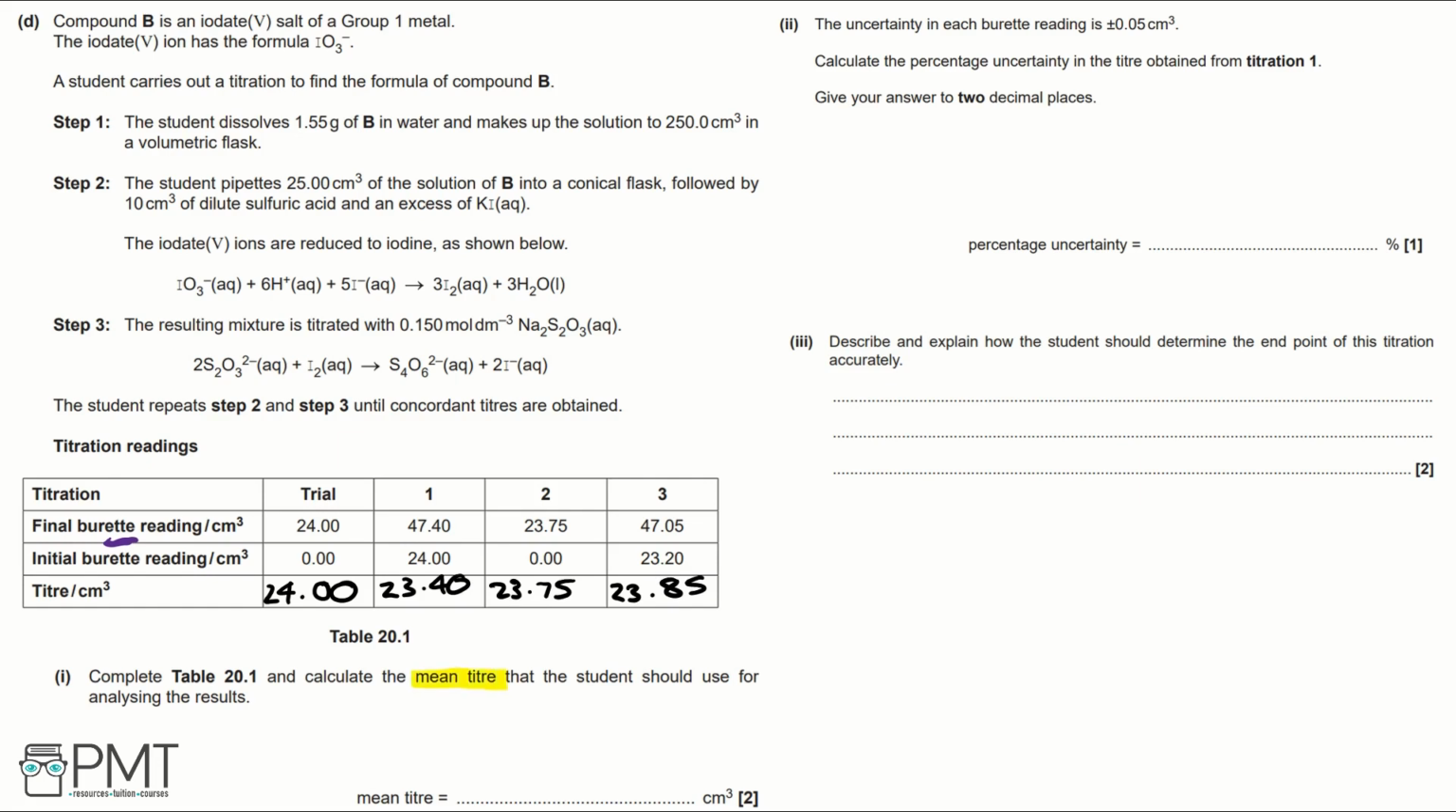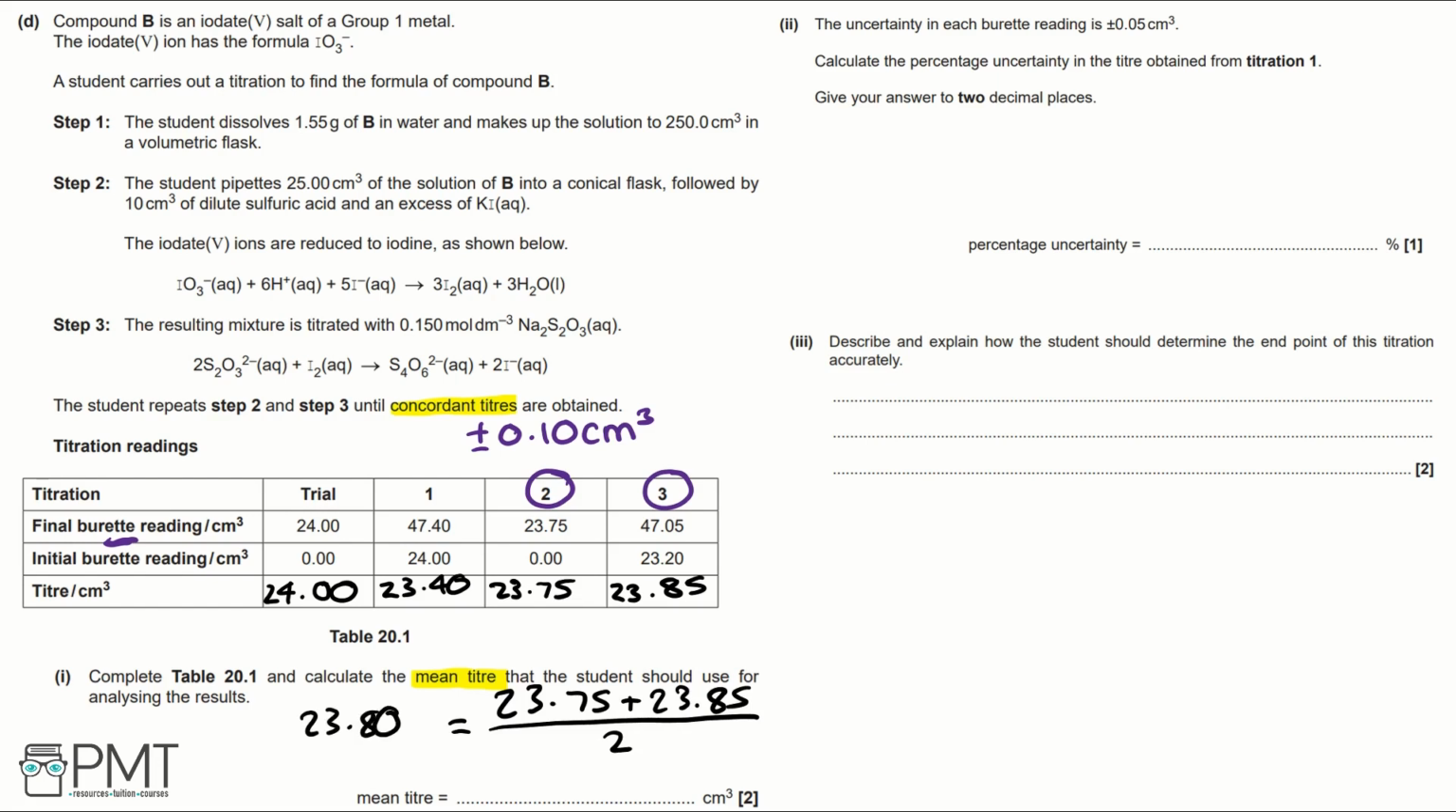Then we're asked to find the mean titer. In order for the mean titer to be found, we need to use concordant titers. Concordant titers are within, or plus minus, 0.10 centimeters cubed of each other. So the concordant titers in this question are from titration 2 and titration 3. So working out the mean titer would be 23.75 plus 23.85. Dividing this by 2 gives us a mean titer value of 23.80. Again, giving our answer to 2 decimal places, writing this on the answer line.